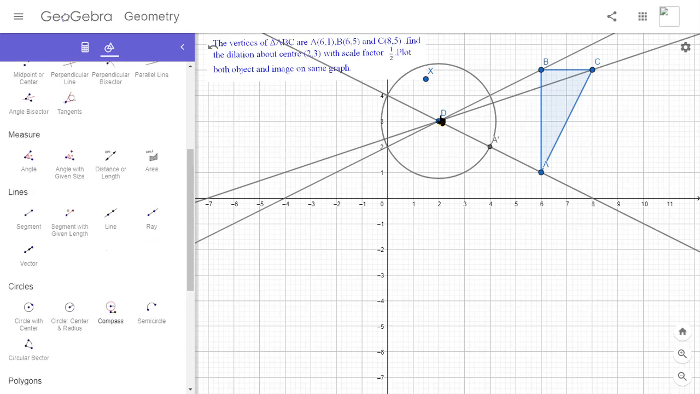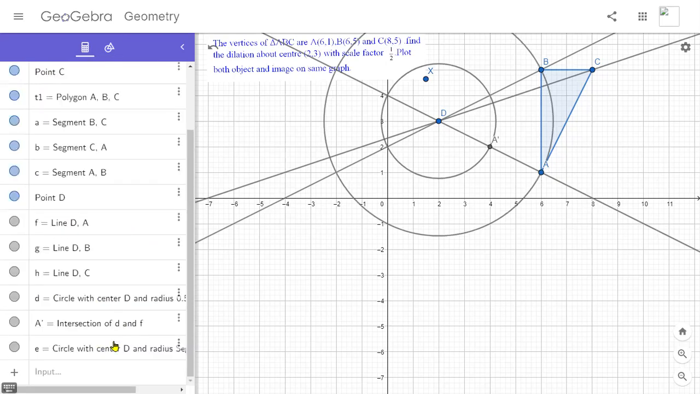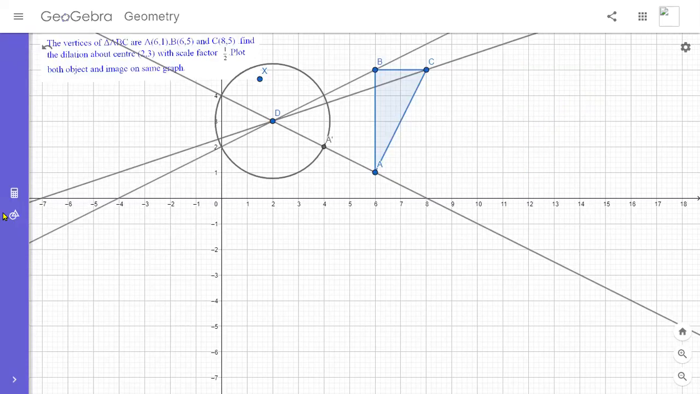Let me take the vertex B. This is the circle with the radius DB, and we have to change the radius of this circle by the factor 1/2. That means 0.5, just half of the radius. Okay, this is the circle. Both the circles coincide here.